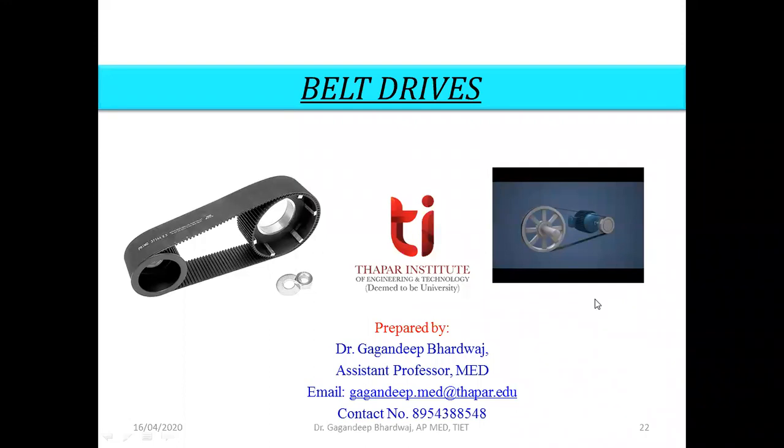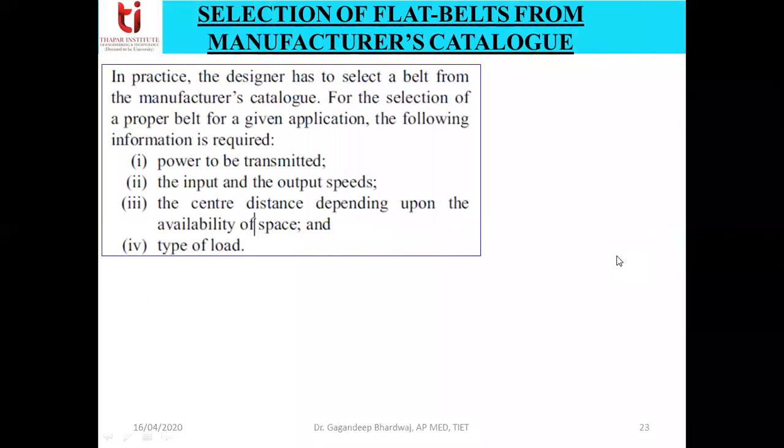And today we will start with the next topic, that is selection of flat belts from manufacturer catalog. In case of belts, the designer has to select a belt from manufacturer catalog. For the selection of belt for a particular application, the following information is required. First one is how much power is to be transmitted, and the input and output speed of the driving and driven shaft, the center distance depending on the availability of space, and type of load.